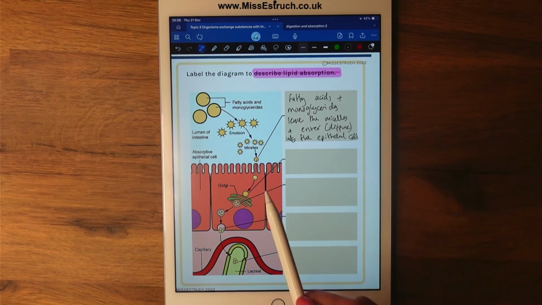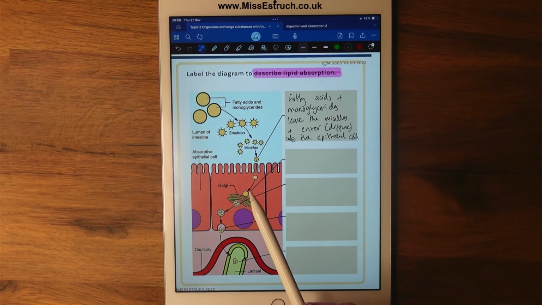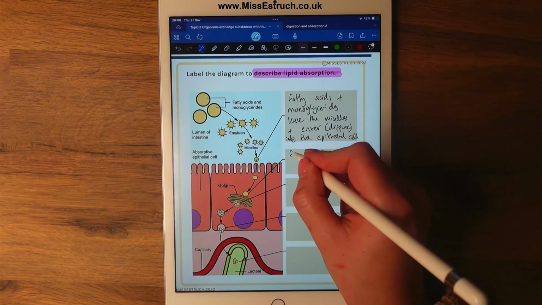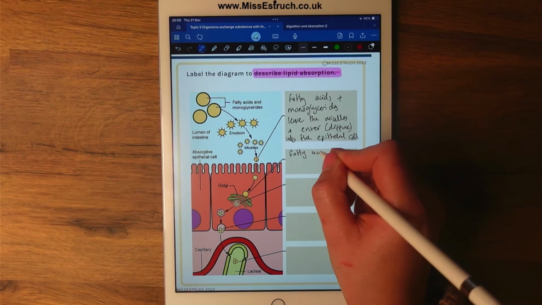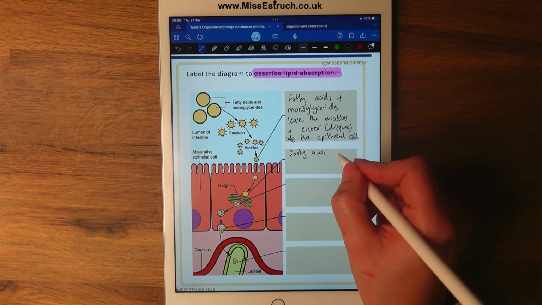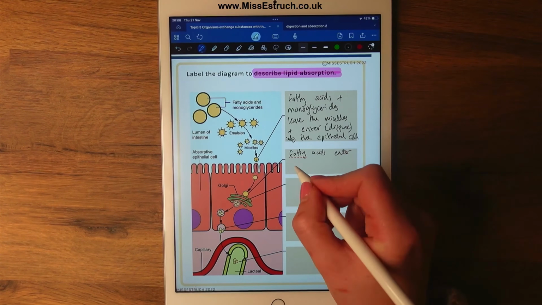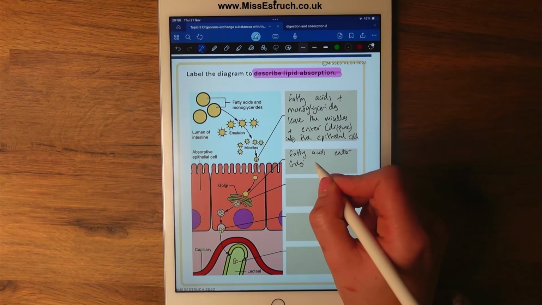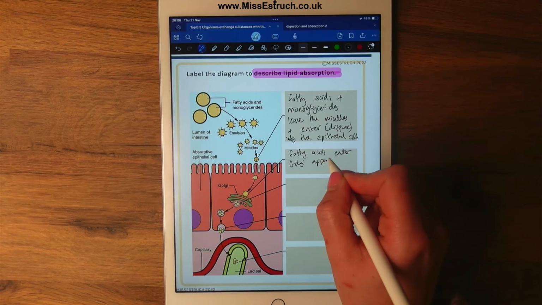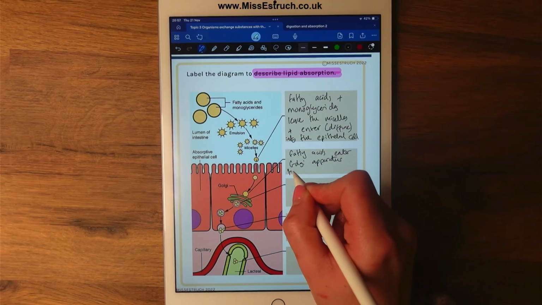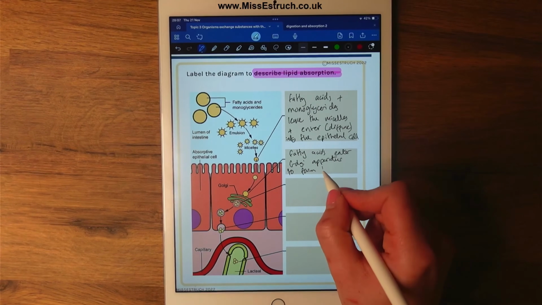There we go. Next we have this image here, and at this point the fatty acids are going to enter the Golgi body to reform into triglycerides, just like we said on the previous page. So fatty acids enter Golgi to form triglycerides.